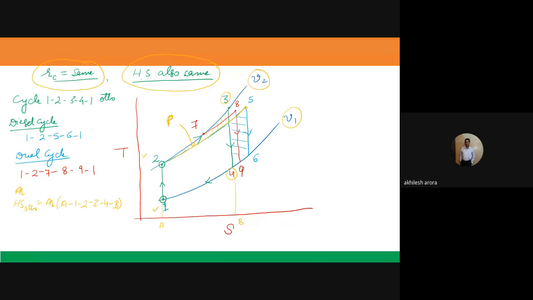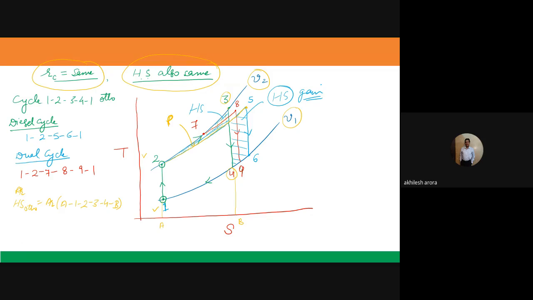Okay, this is the increase in area, and this area which I have represented here, this whole area, is the loss in area for the heat supplied, and this one is the increase in area for the heat supply for diesel cycle. So basically, this is the loss area and this is the gain. These two areas I am considering to be equal. So I have gone up to point number 5, and then it is followed by process 5 to 6 and then 6 to 1. So this is the diesel cycle.